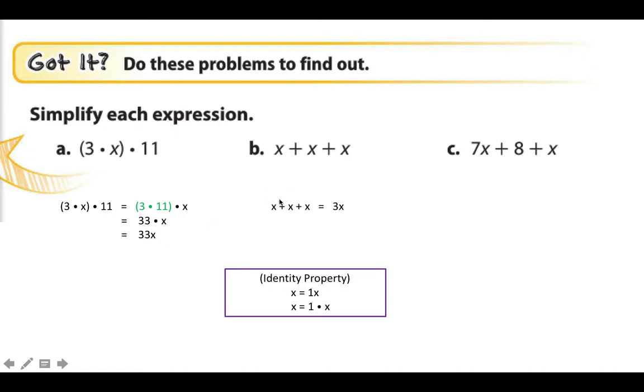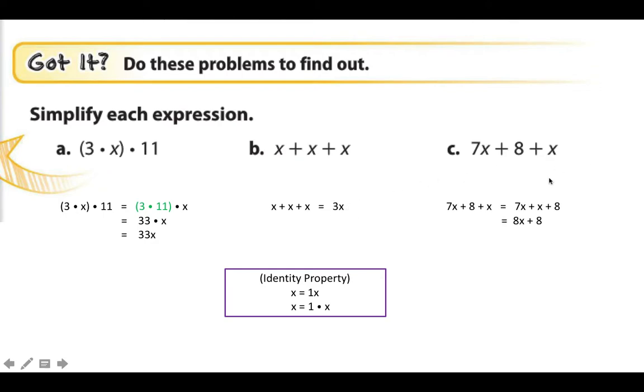Now look at B. We've got 1, 2, 3 terms here, and they're all like terms. We've got one x, another x, and another x. And all of those together give us 3 x's. Now, if we were to identify the coefficient in front of one of these x's, that coefficient would be 1. Given the identity property, any number times 1 equals itself. So if we see a variable alone, we can assume that it is equal to 1x. And if we think in our heads, 1x plus 1x plus 1x equals 3x.